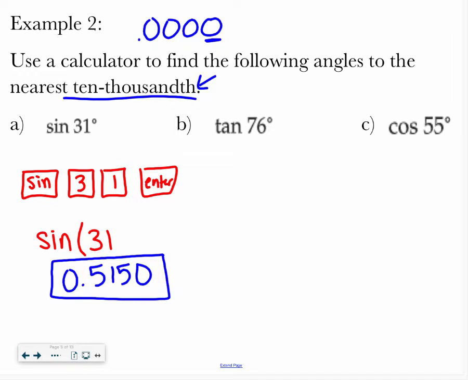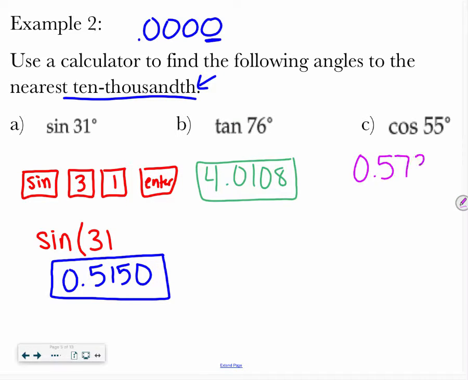Go ahead, type in tangent of 76 degrees. Hopefully, when you did that, you got 4.0108. And when you plug cosine of 55 degrees in, you should get 0.5736.